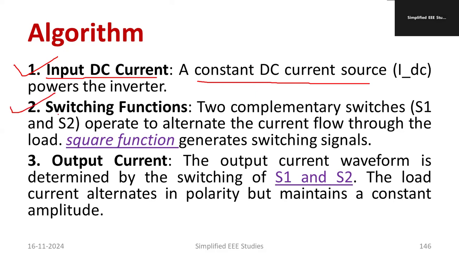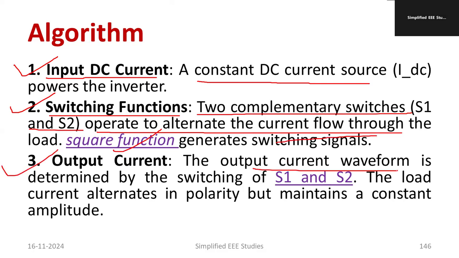Now, another important thing is the switching function. You have to decide two complementary switches S1 and S2, which will operate alternately for the current flow through the load. And you need to use the square function which generates the switching signals. Also the output current: the output current waveform is determined by the switching of S1 and S2. Both the switches never operate at a time. The load current alternates the polarity but maintains the constant amplitude. So these are the three important steps you are supposed to consider for the current source inverter.